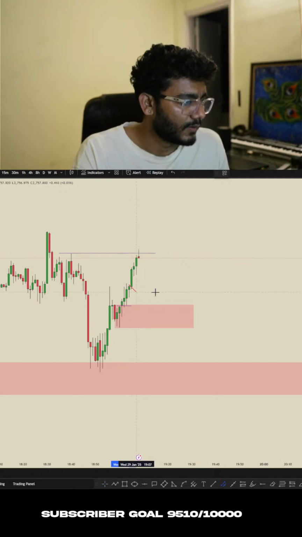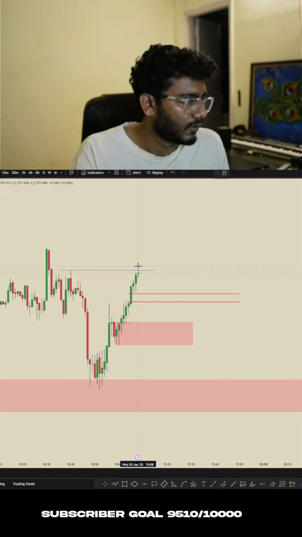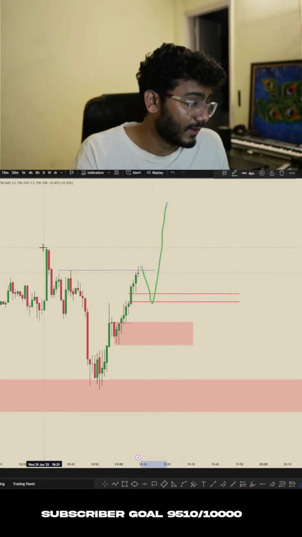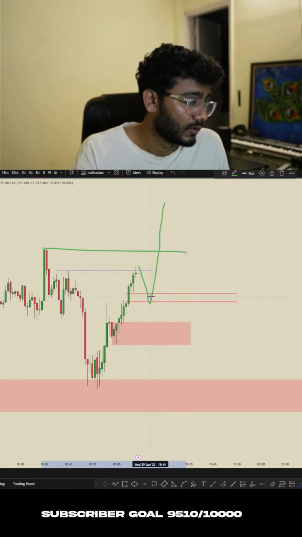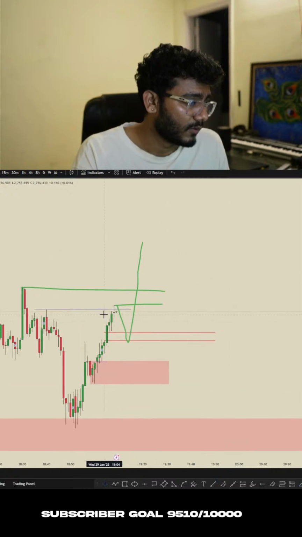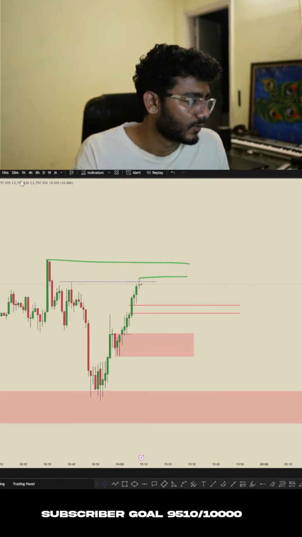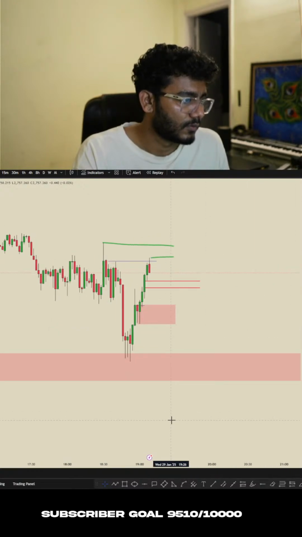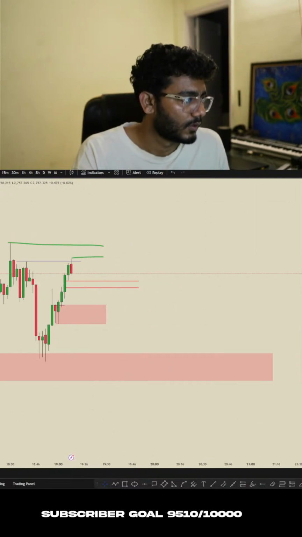So price has created this FVG. One candle will fulfill this FVG, and then it can continue. So probably this will be the inducement. Then we can look for a retest, and then we can look for buy side. Let's see.